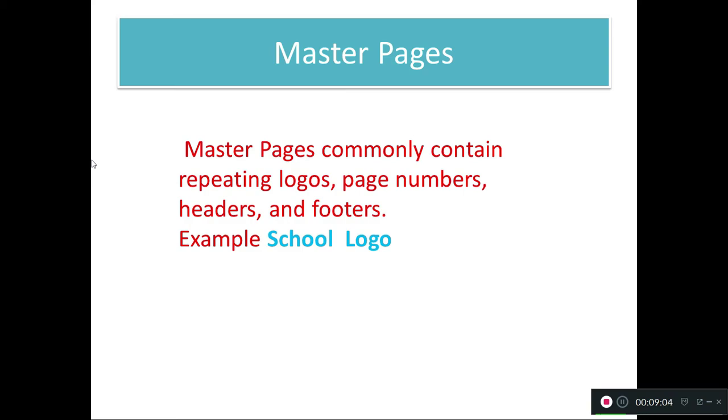If you go to a company, for example our school logo can be applied. It is the master page. What is master page? Master pages commonly contain repeating logo, page number, header and footer. What is header? Top of the page we call header, bottom of the page we call footer. We learn this in the OpenOffice software also. So, master pages commonly contain repeating logo, page number, header and footer.